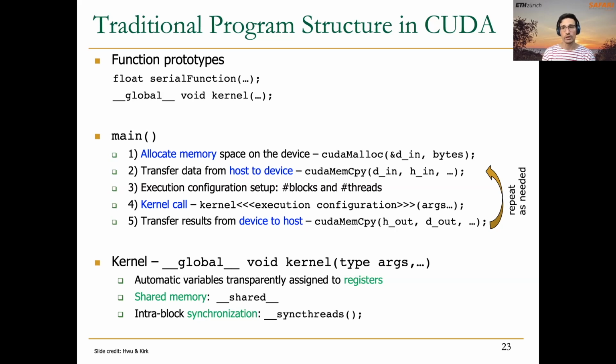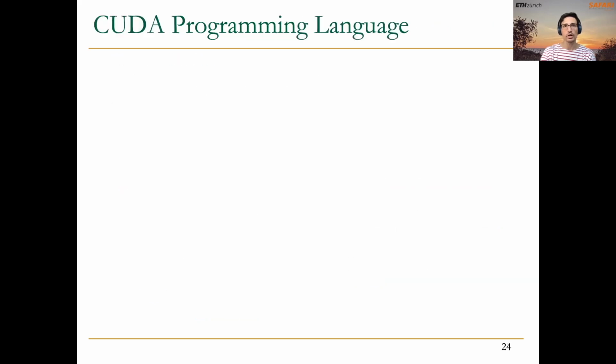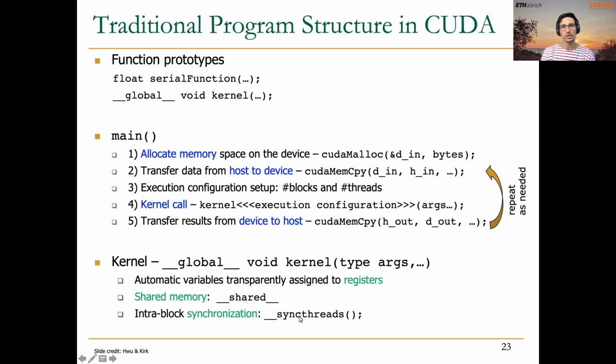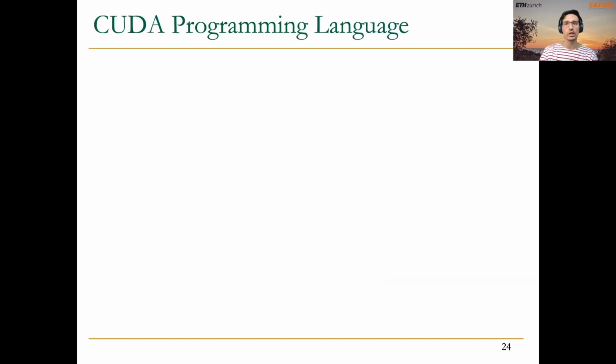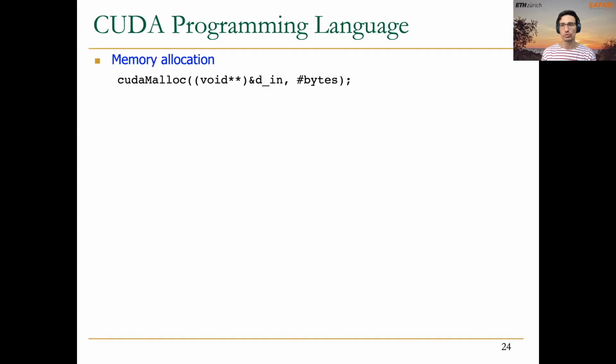And this synchronization is done with a barrier, and the syntax for this barrier is this __syncthreads that you can see here at the bottom of the slide. So going into some more details of the CUDA programming language, for you to start becoming familiar with the syntax of these different APIs or library calls, we have this cudaMalloc to allocate a certain number of bytes that are pointed by this d_in, that is a pointer previously declared.